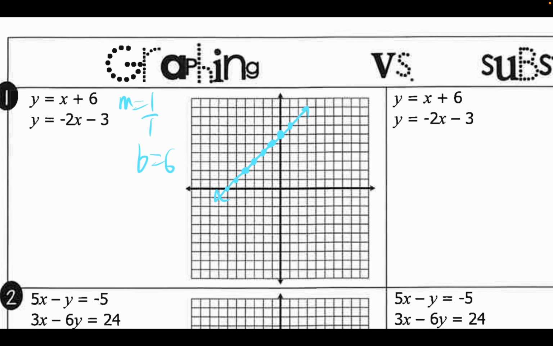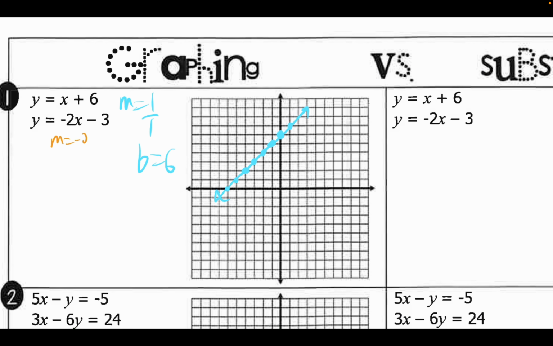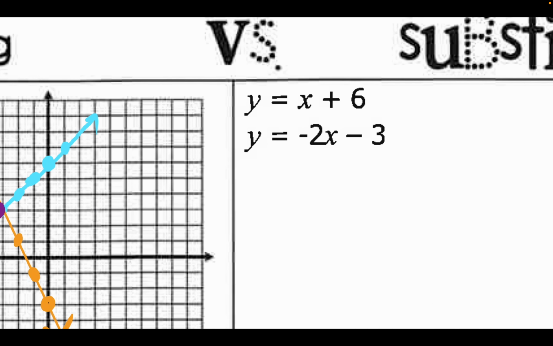And then my other equation, my slope is negative 2 over 1, and my b is negative 3, my y-intercept. And they intersect right there at negative 3, 3. And so that'd be my answer, negative 3, 3. And so we're going to see as we solve this one by substitution, we'll get the exact same answer.